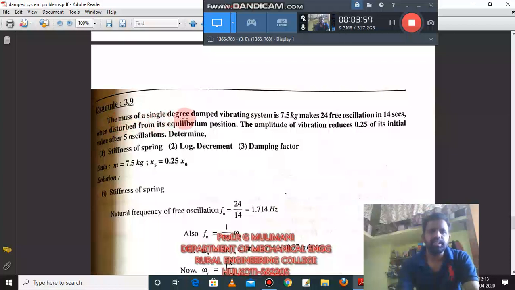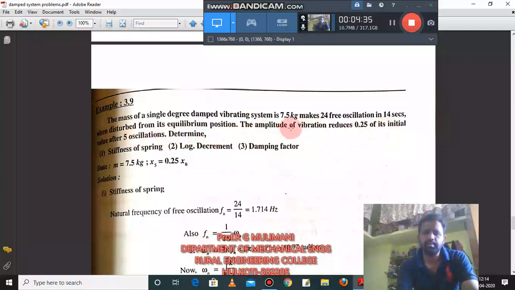Here the mass of a single damped vibrating system is 7.5 kg. Mass is given, it is 7.5 kg. It is a system which, when excited, makes 24 oscillations in 14 seconds. So number of oscillations divided by time gives the frequency. This frequency in hertz, multiplied by 2 pi, you will get in radian per second. When disturbed from its equilibrium position, the amplitude of vibration reduces to 0.25 of its initial value.